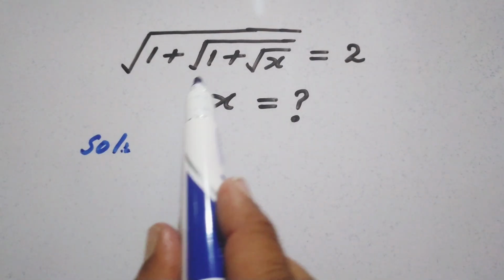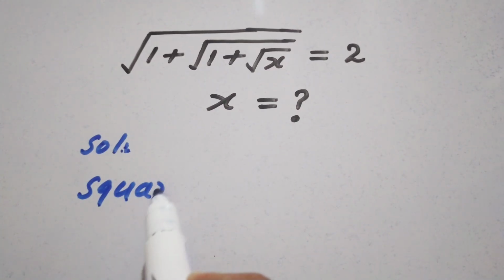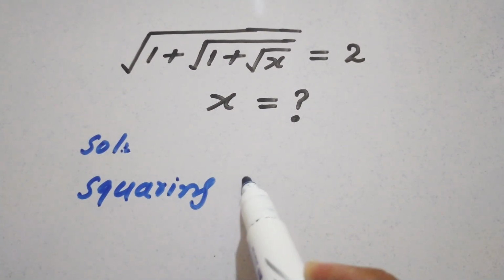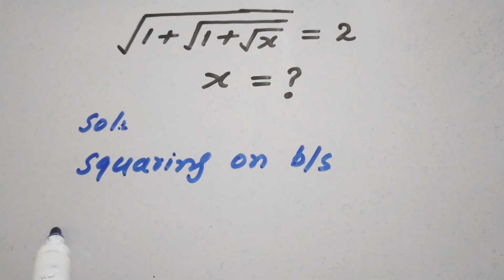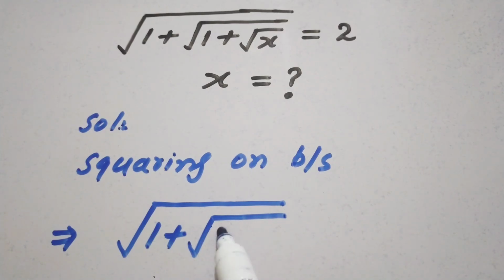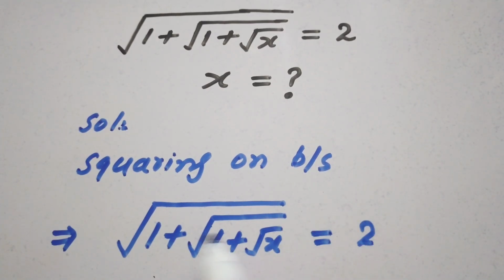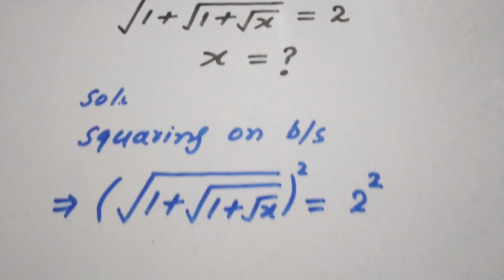Square root of 1 plus square root of 1 plus square root x is equal to 2. So first of all, squaring on both sides. This implies square root of 1 plus square root of 1 plus square root x is equal to 2, by taking squaring on both sides.